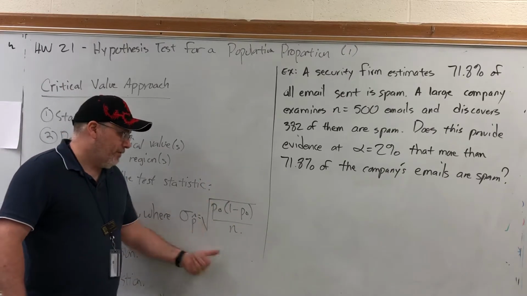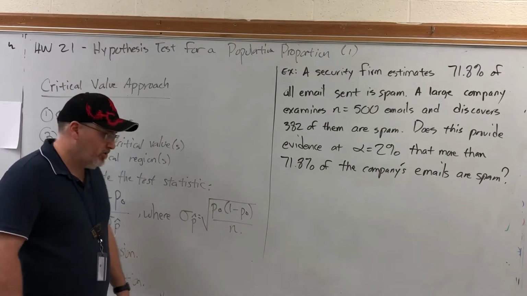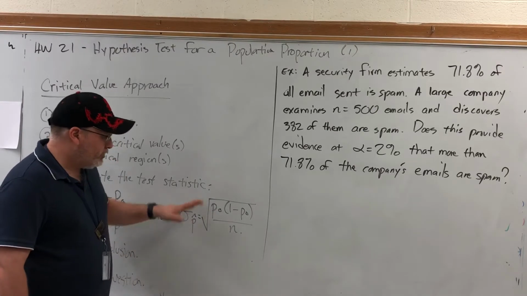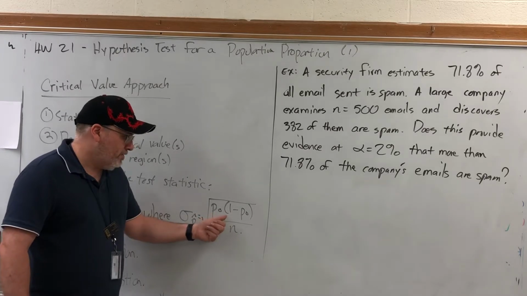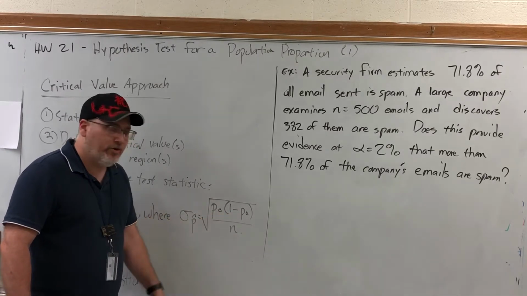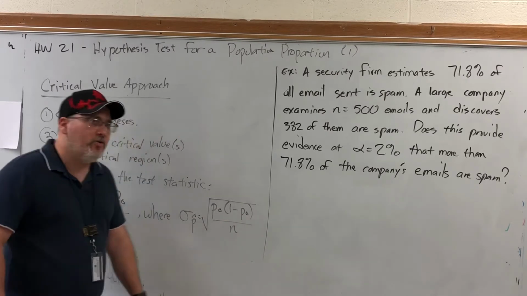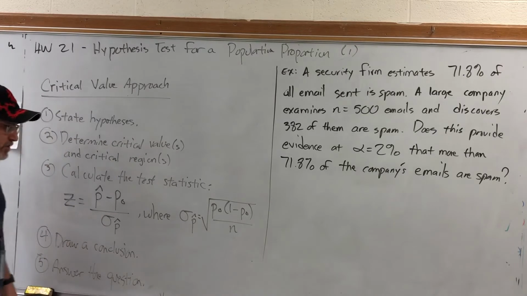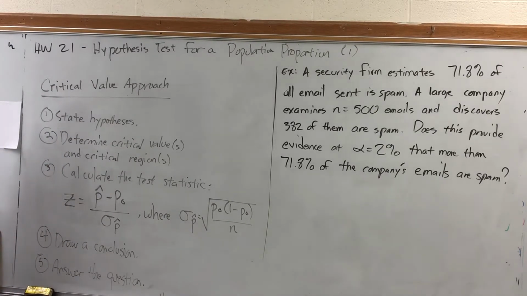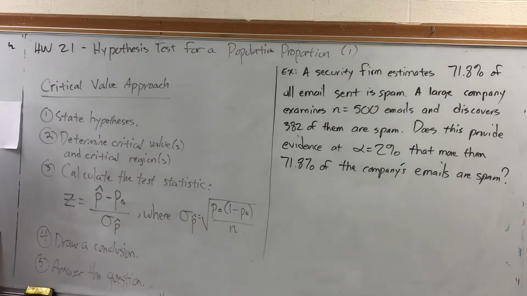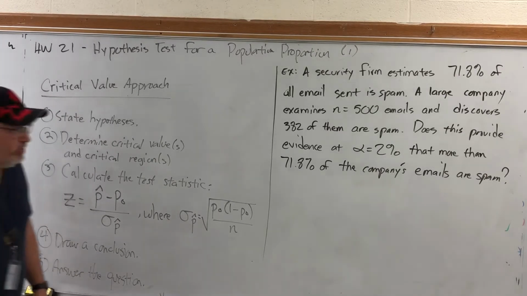And this formula may look familiar from a previous homework assignment. The only difference is the p's have zeros as subscripts. So the square root of p0 times the quantity 1 minus p0 divided by n, where p0 is the hypothesized value of the population proportion, which can be located in the null hypothesis. But after that, we just compare the test statistic to the critical values. If it lands in the critical region, we reject the null hypothesis, otherwise we don't. And if there's a question to answer, we should answer it.